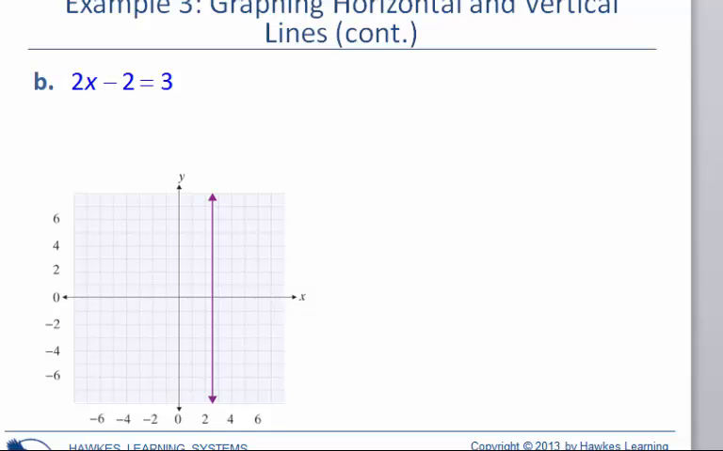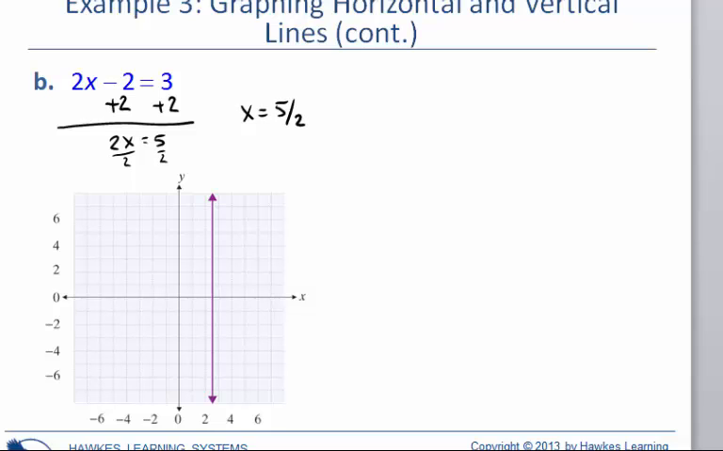Okay, part B, we have 2x minus 2 is equal to 3. And again, I only see an x value, so I know that it's going to be a vertical line. Let's look at what vertical line. I'm going to solve this equation for x. So my equation is 2x minus 2 is equal to 3. I'm going to begin by adding 2 to both sides. So that will give me 2x is equal to 5. I'll then divide both sides by 2, which gives me an equation x is equal to 5/2.